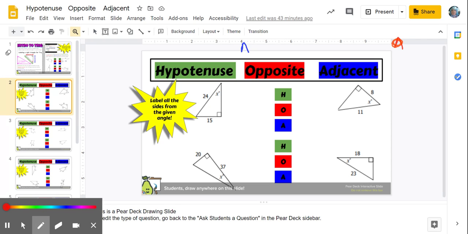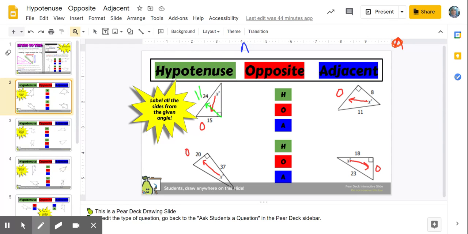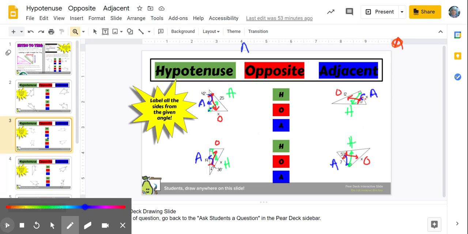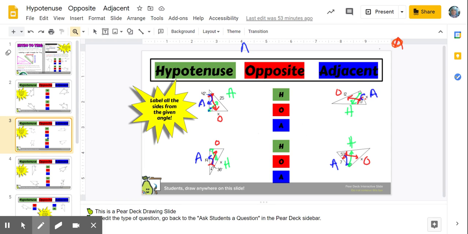So everybody should be on slide 2. Label all of the opposite sides with an O. Label all of the hypotenuse with an H. And label the other side with an A. I'm going to stop sharing so that you can go back to yours.